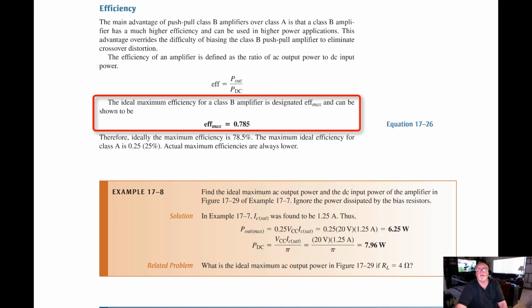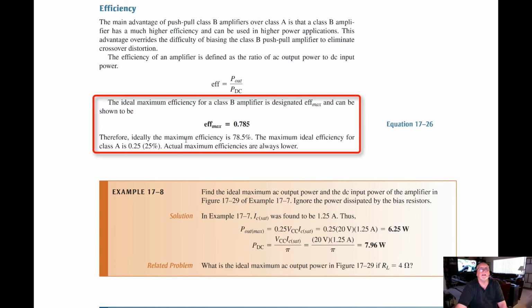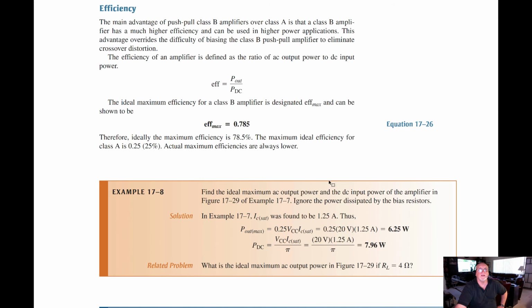The ideal maximum efficiency for a Class B amplifier is designated as efficiency max and can be shown to be a value of 0.785. Therefore, ideally, the maximum efficiency is 78.5%. The maximum ideal efficiency for a Class A amplifier, in contrast, is only 0.25, or 25%. Actual maximum efficiencies are always a little lower. So these are your ideal values.